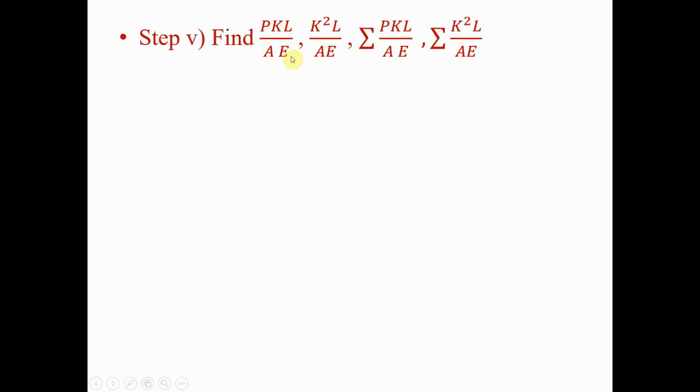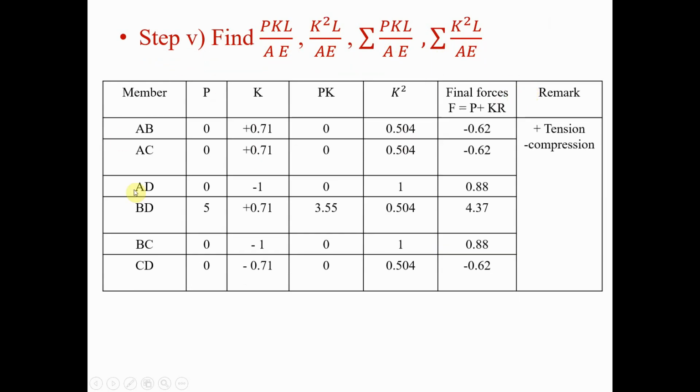to find out PKL by AE, K square L upon AE, and summation PKL upon AE and summation K square L upon AE for every member, and after that we have to take the summation. So for this purpose, in the analysis steps, you have to make a table like this. The table consists of the name of member, then magnitude of P forces, magnitude of K forces, then PK term, K square term, and then the final forces. Here the members are AB, AC, AD, BD, BC and CD. All the remaining P forces are 0, only BD is present, which is 5 kilonewton. And I also listed all the K forces we calculated in the last slide.